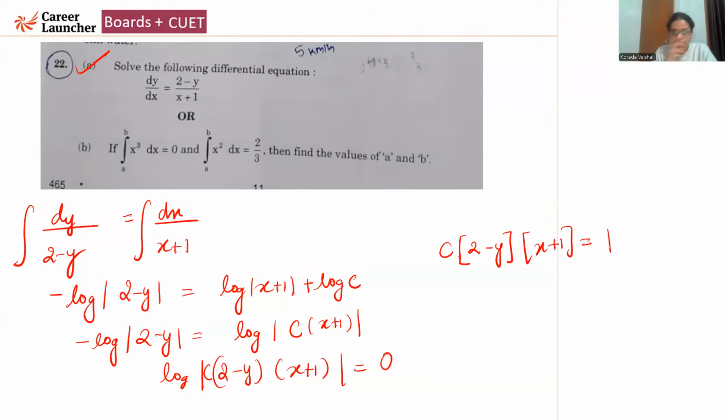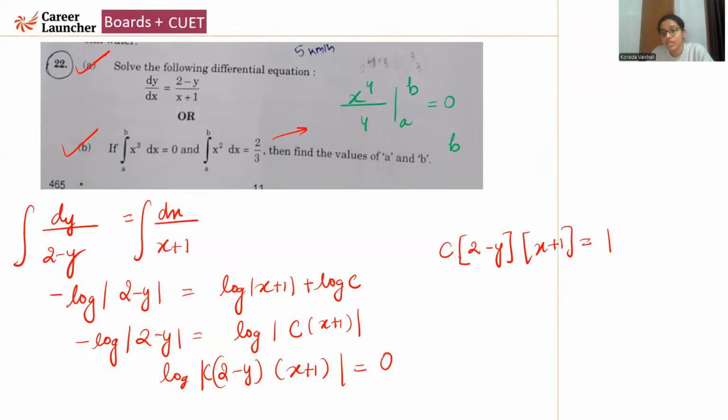And the next part is, if the integral from a to b of x to the power 3 dx is equal to 0, and the other expression is also given to you, what is the value of a and b? So let's consider the first one. इसमें क्या आ जाएगा, integral x to the power 4 by 4. So this is going to be from a to b. This is equal to 0.